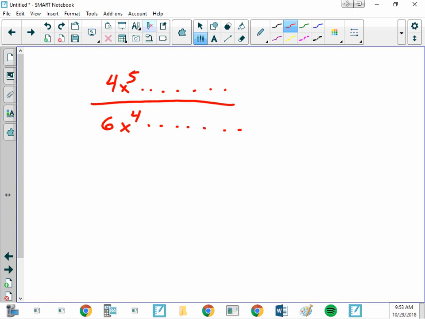Well, what happens when I divide 4x to the fifth and 6x to the fourth? I get 2x over 3. Does everybody understand that? Well, all but one x cancels, right?